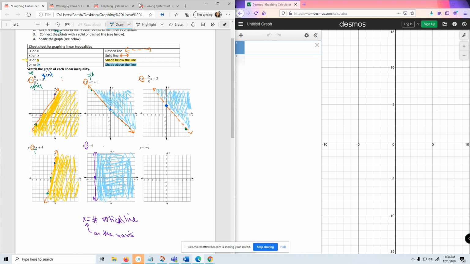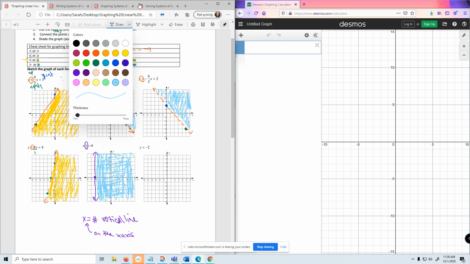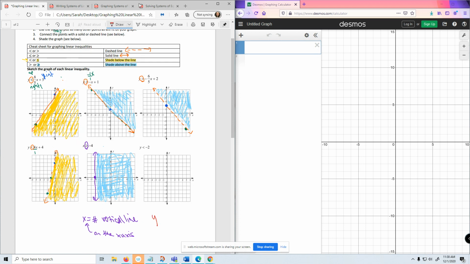Now let's do one with a y equals. If I have y equals number, so x equals number is a vertical line, y equals number is going to be the opposite, which is a horizontal line. And we go through that number on the y-axis. So the number here is -2. I'm going to go through -2 on the y-axis. I'm going to draw a horizontal line.